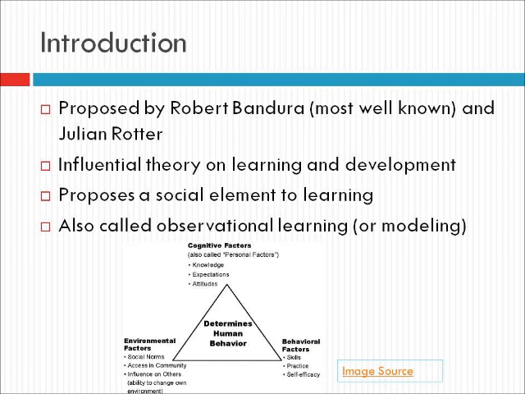Bandura and Rotter both saw a social aspect to learning, where people can learn new information and behaviors by watching other people interacting. This theory is also known as observational or modeling learning due to the idea that certain behaviors can be explained through observation and copying others.